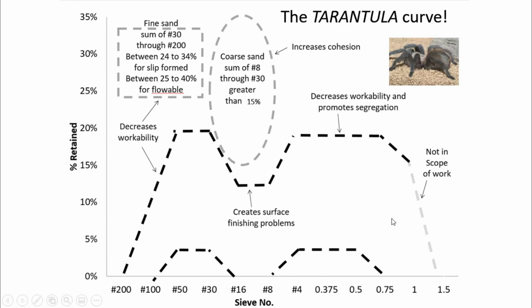But that's not enough. There's more. You also have to plot the coarse sand, that's between the 8 and the 30, and then you have to plot the fine sand, that's between the 30 and the number 200. And some people say, well, isn't the tarantula only for slip forming? No, it used to be, but then we extended it. This does slip forming. It also has limits here for flowable concrete, and all the other limits are the same. Why is it called a tarantula? Because it looks like a tarantula. I know, in your nightmares now, forever, right?